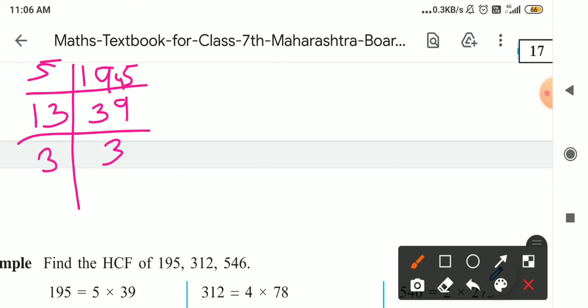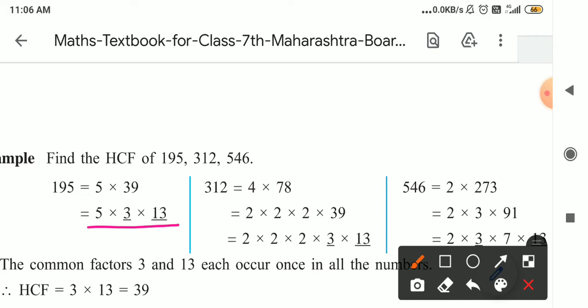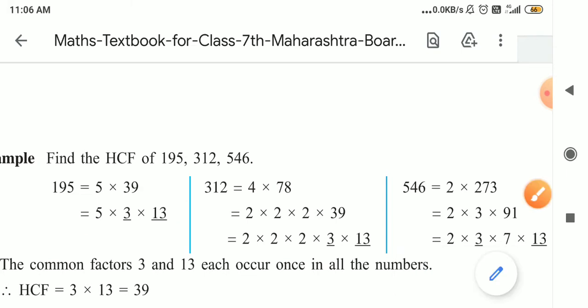And then 3 1s are 3. So what are the prime factors of 195? 5 into 13 into 3. So here it is written 5 into 13 into 3. If you directly write it, then also no problem.